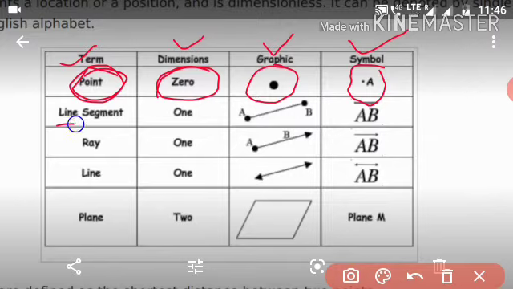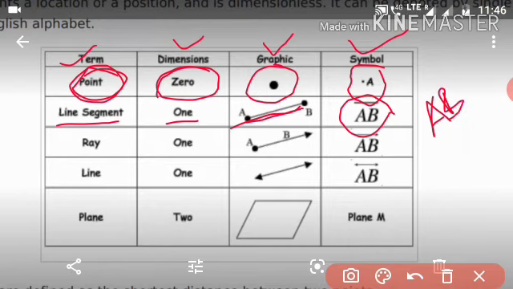Now line segment. The dimension of a line segment is 1, because for a line only one dimension is there. For the graphic, these are A and B. Now 2 points will join and give a line segment, and it can be written as AB with this bar. You have to remember this bar. If you simply write AB, it will be wrong. You have to give this bar. It means this is line segment AB.